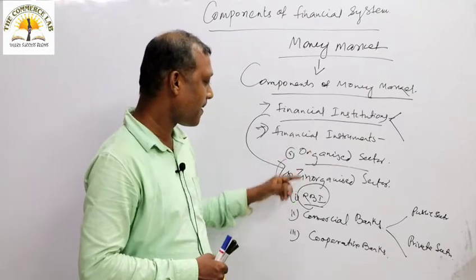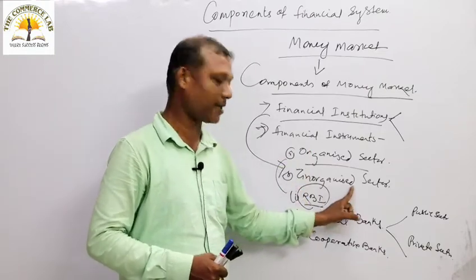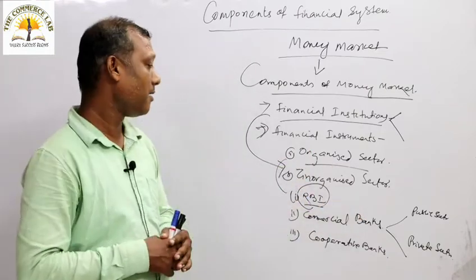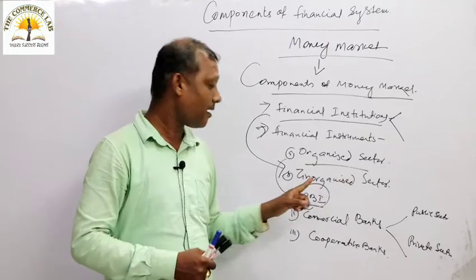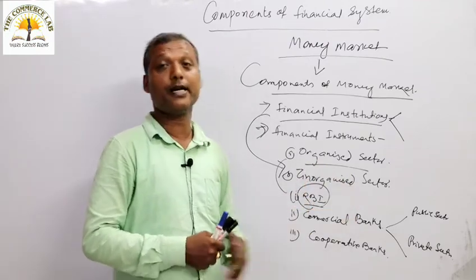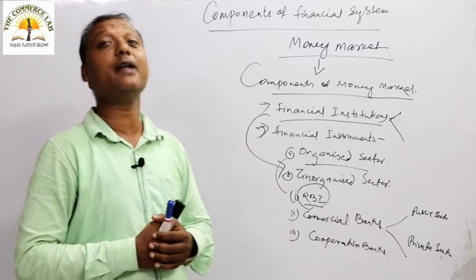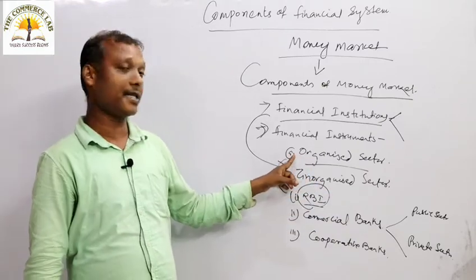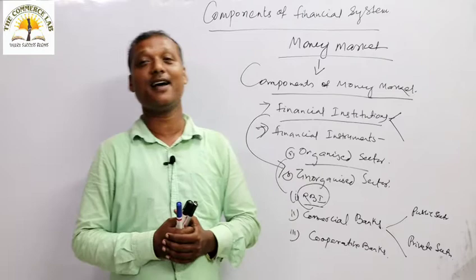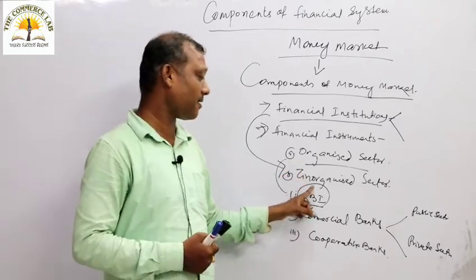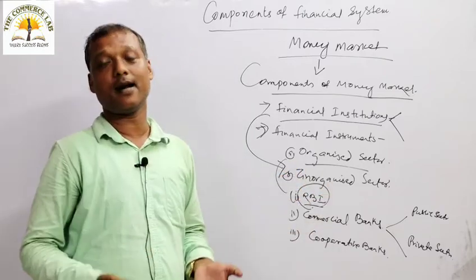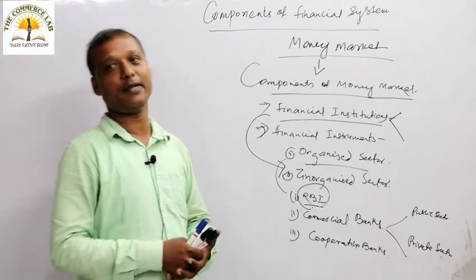So this is the point of discussion. Now we will go to the unorganized sector. Just now, 10 minutes ago, I told you that the organized sector is that sector whose activities are controlled by the RBI, but the unorganized sector is that sector whose activities are not under the direct control of the RBI.